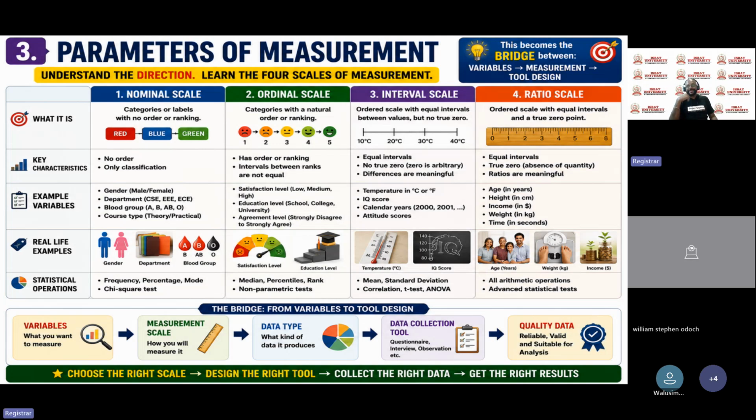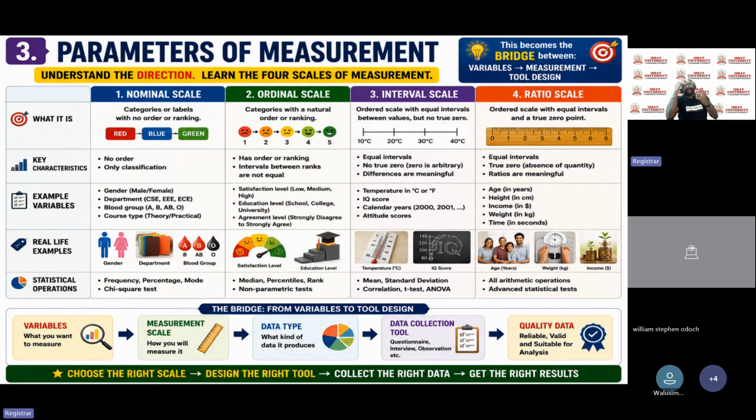The statistical operations we do on ordinal scales or ordinal data: median, we can take percentile, we can do ranking, and we can do non-parametric tests.